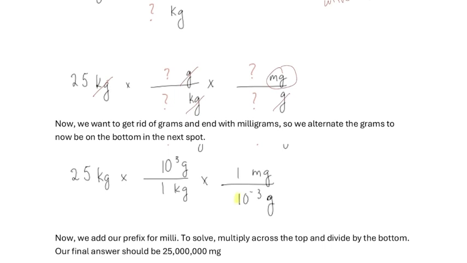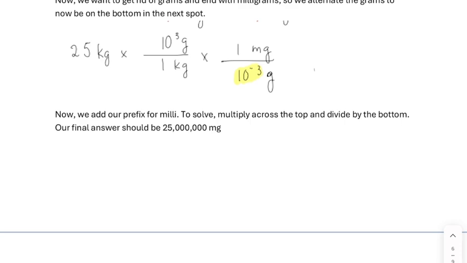And then we fill in our prefixes, so for milligrams it's going to be 10 to the negative third, and kilograms is 10 to the positive third. So that's how they differ. Now we just divide. The way that I teach people to do this is multiply everything across the top and then everything across the bottom.